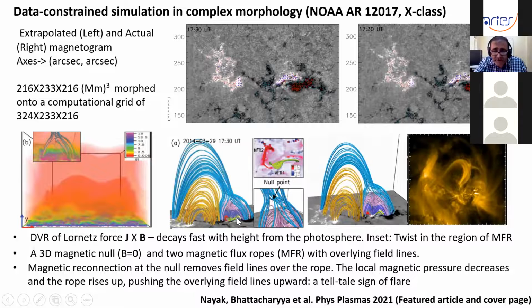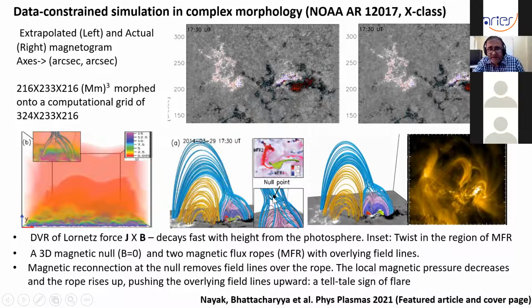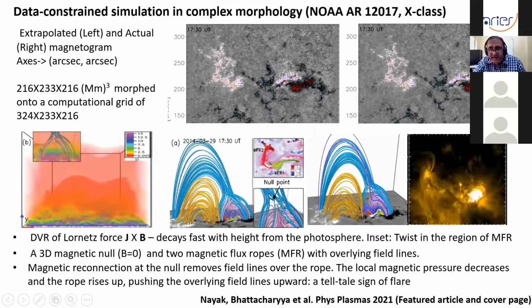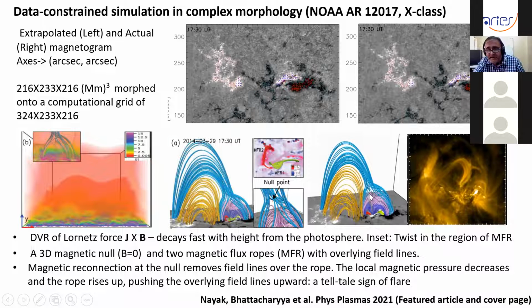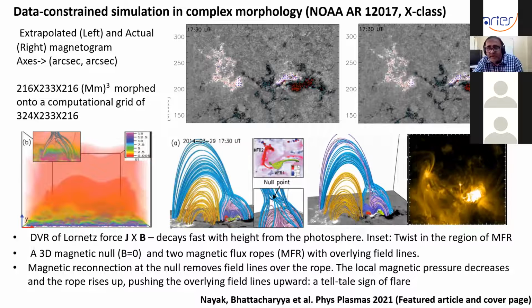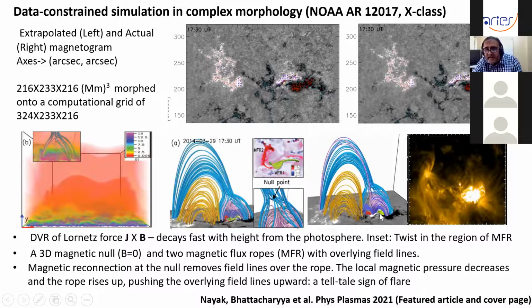All right. So these two small yellow colored twisted field lines constitute a flux rope. And there is a three-dimensional magnetic null at this point. So this is a location at which the magnetic field is zero. And as reconnection takes place at this point, this is a simulation result, the overlying field lines go away from their position. And as the magnetic field lines move away because of reconnection, the magnetic pressure decreases and the flux rope starts to rise.